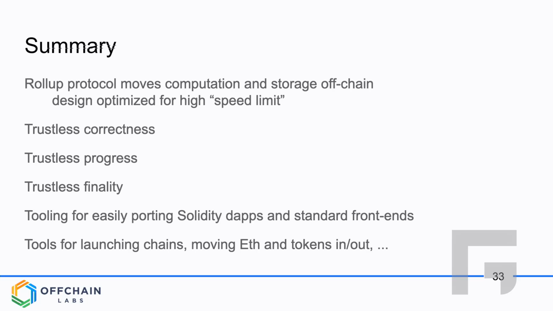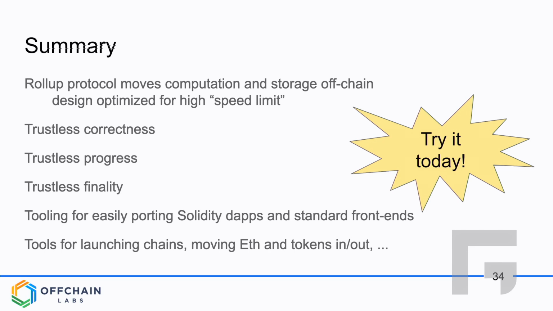So the summary here: the Rollup protocol moves computation and storage off-chain. The design is optimized for a high speed limit. We provide trustless correctness, progress, and finality. There's tooling for easily supporting Solidity dApps and standard front ends. We have tooling for launching chains, moving ETH and tokens in and out, and so on.